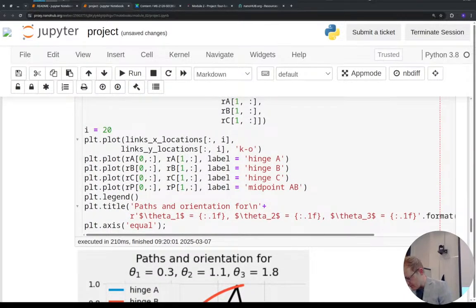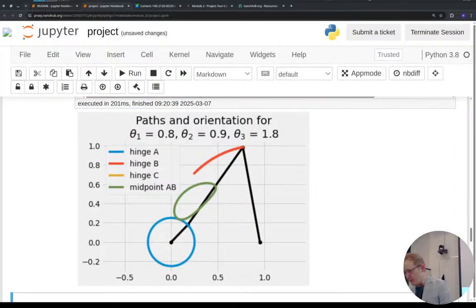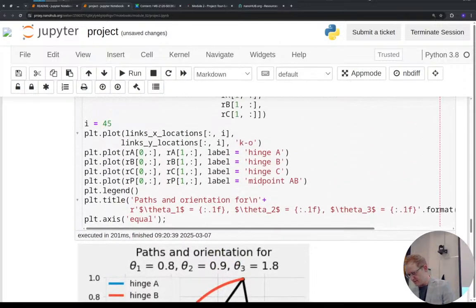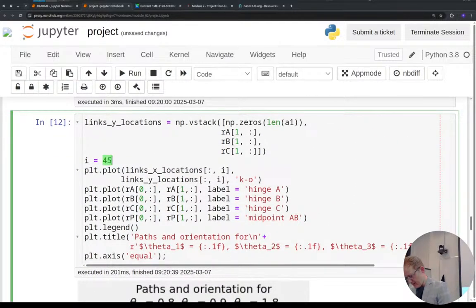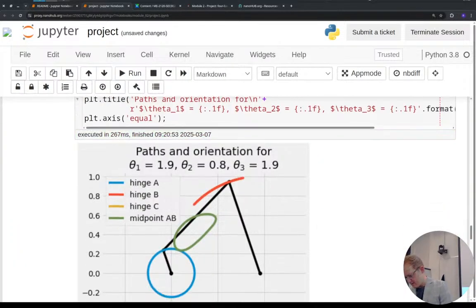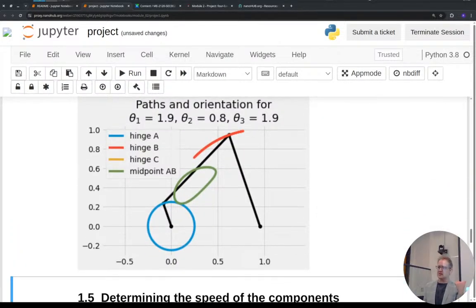And since I did 360, if I say 45, I'm looking at a 45 degree angle 1. And if I look at 110, 110 degrees is over there.